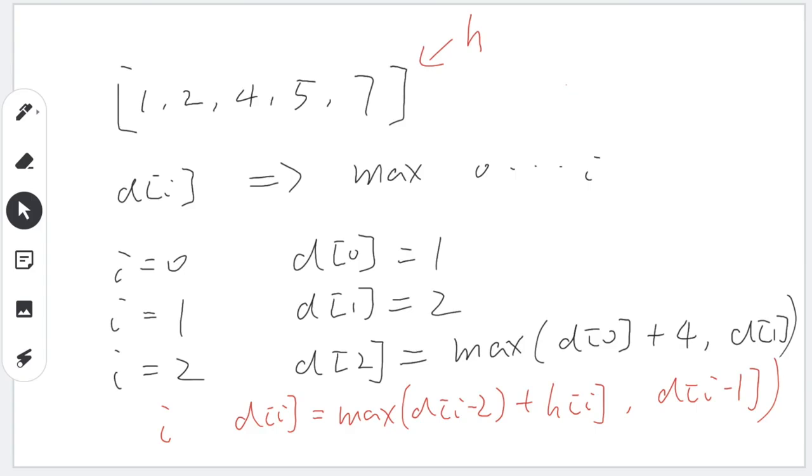And with this derived inference function, we can effectively fill up this vector bottom up and eventually get the maximum money to rob from house 0 to house n-1.